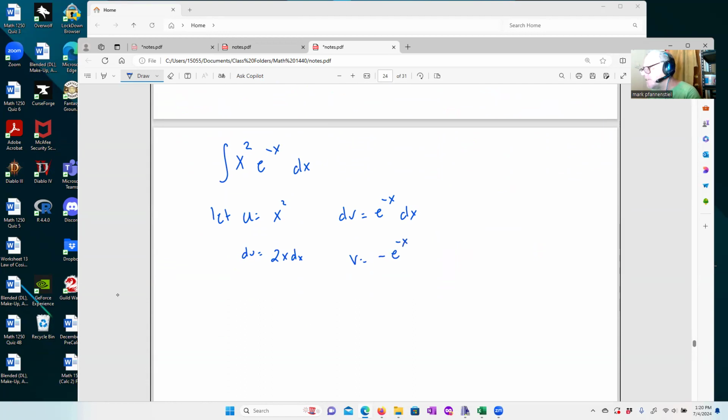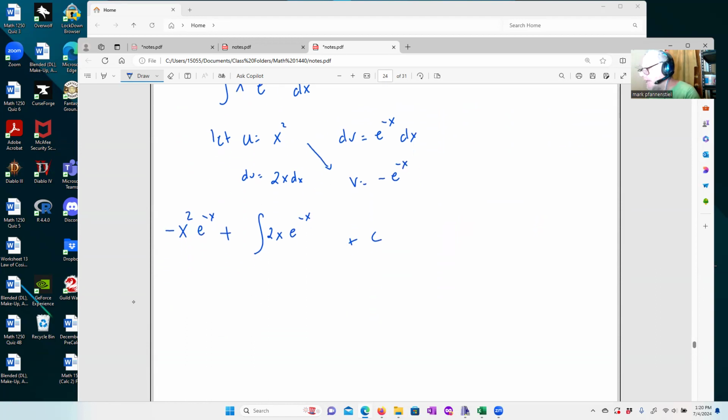Okay, so let's go ahead and put this together. We have uv, that's x squared, negative, I'll put the negative out in front with that, e to the negative x, minus a negative, so I'm just going to put the plus in, integral of 2x e to the negative x. And then we have our plus c. Hang on to that one for just a moment. Anytime you have a polynomial times an exponential, you're probably going to be using integration by parts. So, we have to do this one again.